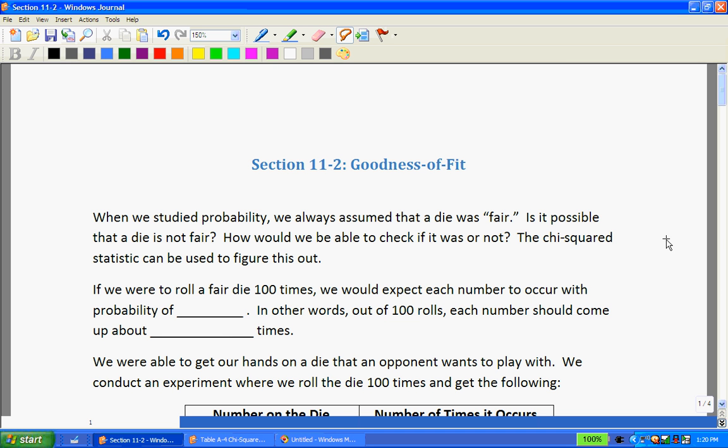Let's say we were to roll a fair die 100 times. And actually, let's make this 102. It'll just make our math work out a lot better. So let's say we're going to roll a fair die 102 times. We would expect each number to occur with a probability of 1/6. So there's 6 possible outcomes. Each one is equally likely, so 1/6. In other words, out of 102 rolls, each number should come up exactly 17 times. So that 17 comes from 102 divided by 6.